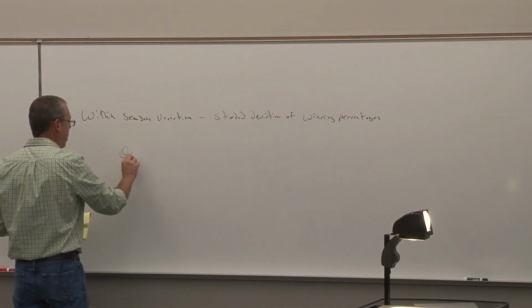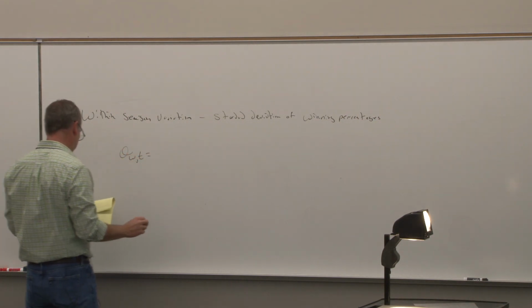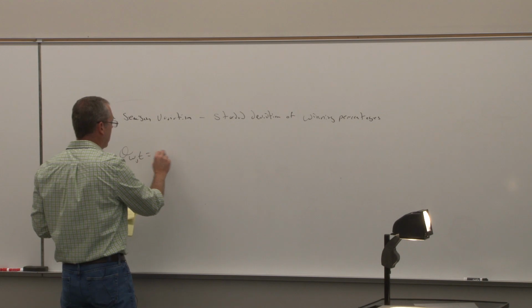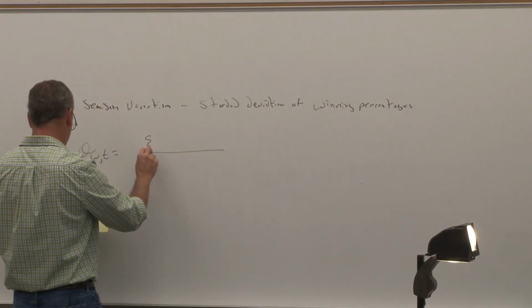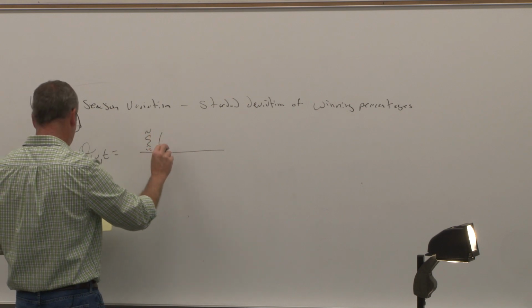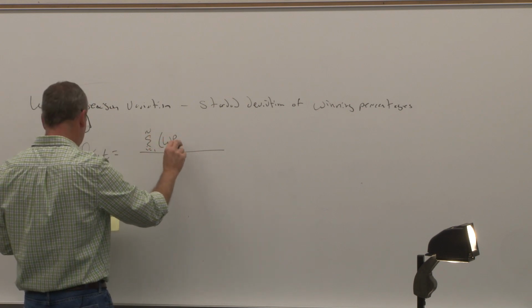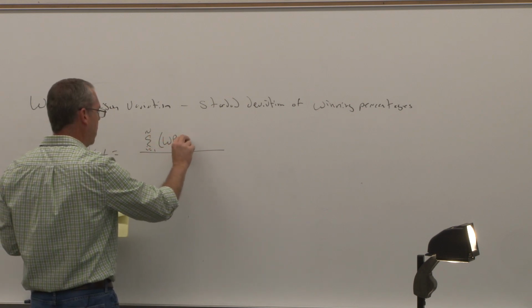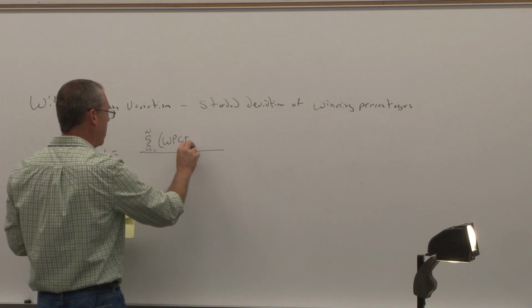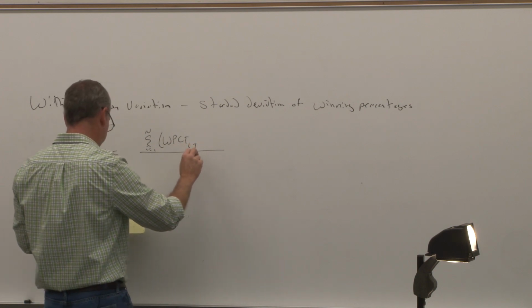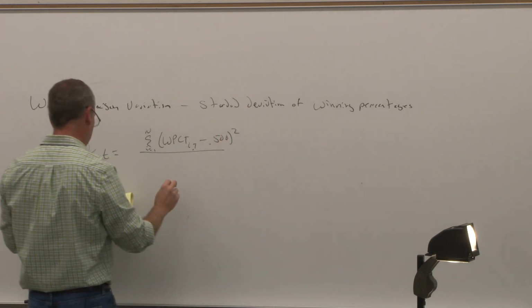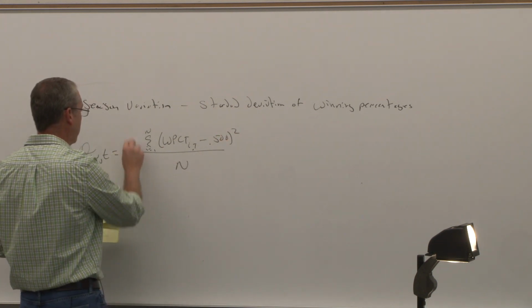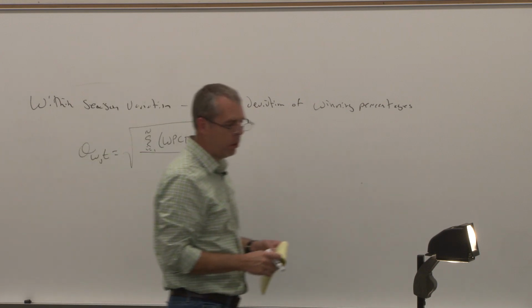So we're going to have our standard deviation here. The summation, i equals 1 to n, of WPCT_i minus .500, squared, all over n. We're going to take the square root of this guy.